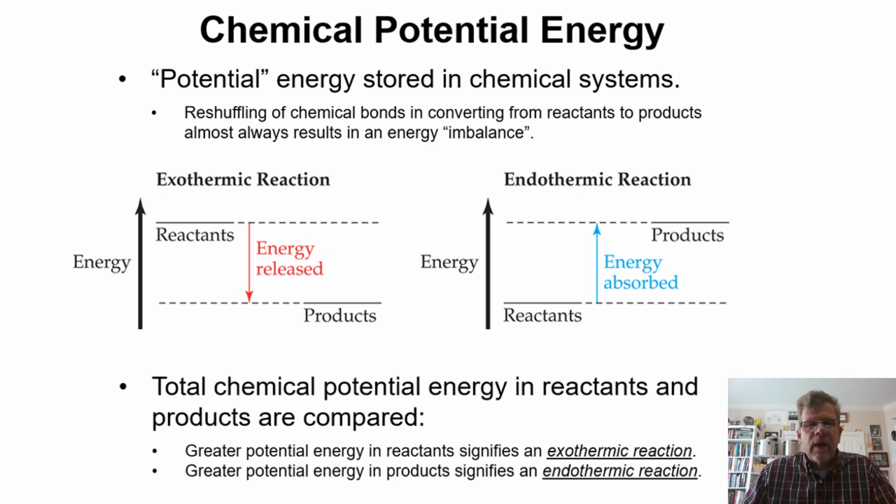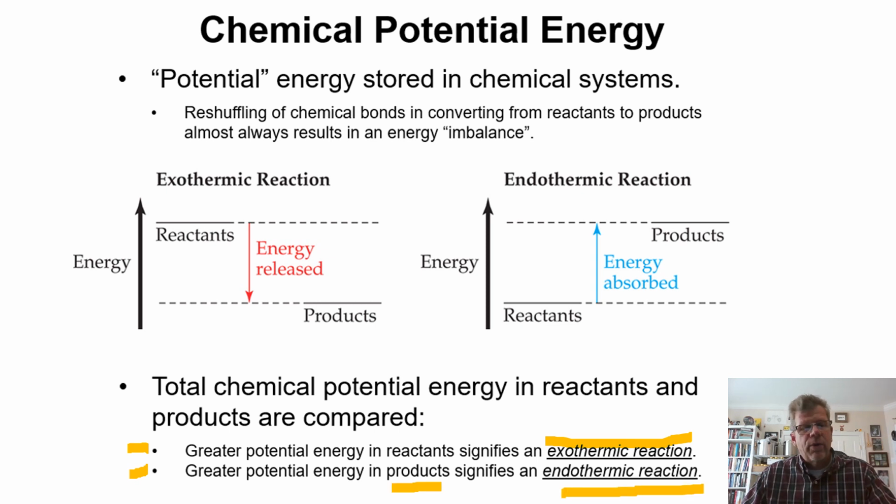So if we compare the total potential energy between the reactants and the products, just to summarize: if we have greater potential energy in reactants and lower potential energy in products, that is an exothermic reaction. If that greater potential energy happens to be in the product profile, that is an endothermic reaction.